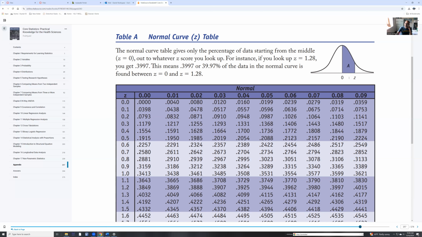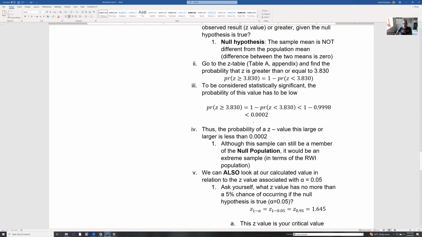But the question isn't what percentage of individuals are at or below. We're not talking about one's percentile. We're asking what's the probability of a value greater than or equal to that value, right? 3.830. So let's go back here. So it's going to be 1 minus that 0.9998. So it's going to be somewhere less than 0.0002.